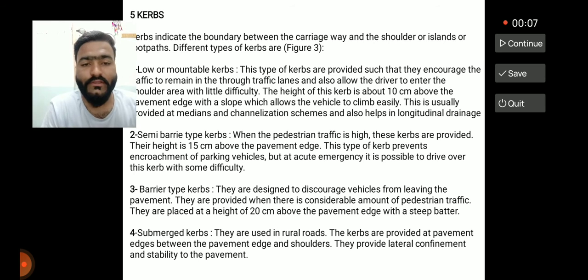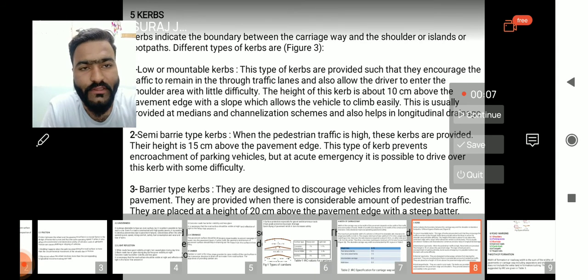Then next are submerged curbs. Submerged curbs are used in rural roads. The curbs are provided at pavement edges, between the pavement edge and the shoulders. They provide lateral confinement and stability to the pavement. So these are the four types of curbs you can see here.